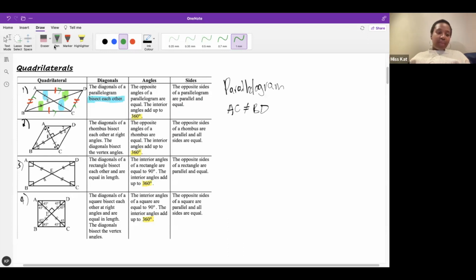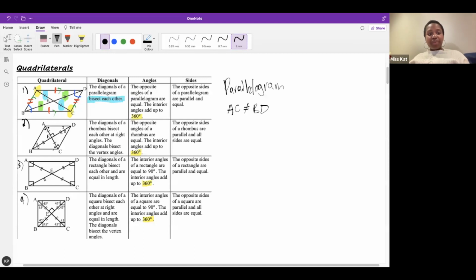And then one thing about angles, the opposite angles are equal. So this whole angle D will be equal to this whole angle B. I'm running out of colors, so I'm going to just use a highlighter. This whole angle A will be equal to this whole angle C. I hope we understood what just happened. I hope we can follow my color coding.